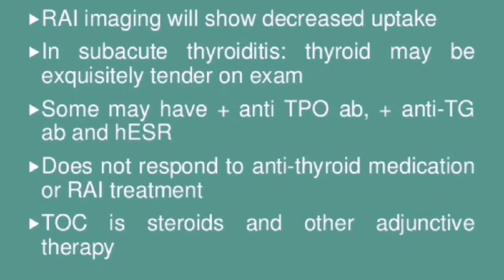Now, there is decreased uptake in acute thyroiditis. The thyroid may be aggressively tender on exam. Some may have anti-TPO antibodies plus anti-TG antibodies and an elevated ESR. It does not respond to anti-thyroid medication or radioiodine treatment.